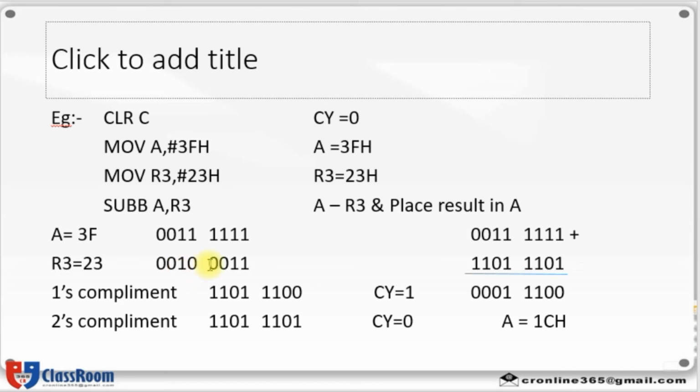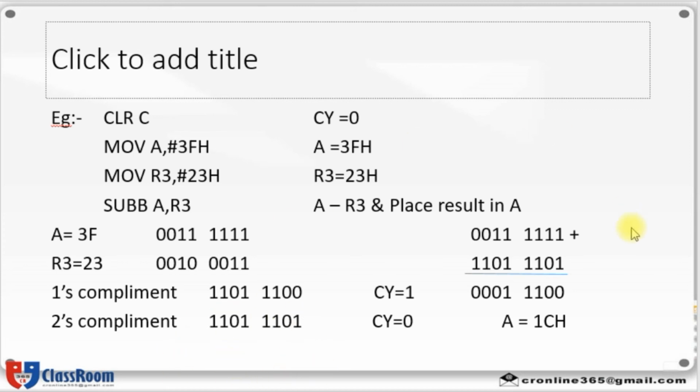How can you get 1's complement? You have to invert 0s to 1 and 1s to 0. That is, this 0 becomes 1, this 0 becomes 1, this 1 becomes 0, this 0 becomes 1. Then how will you get 2's complement? 1's complement plus 1 will give you 2's complement. So you can see that here 1 1 0 0 plus 1 becomes 1 1 0 1.